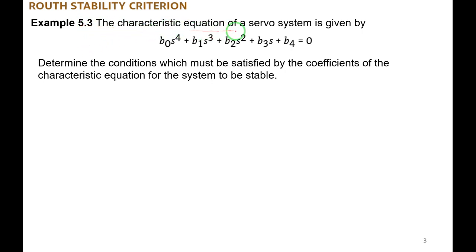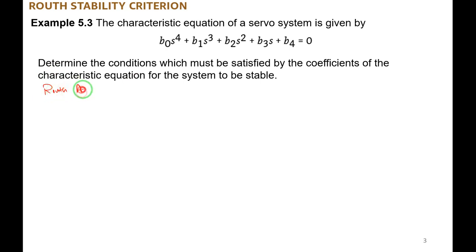The characteristic equation of a servo system is given by b naught s power 4 plus b1 s cube plus b2 s square plus b3 s plus b4 equal to 0. Determine the conditions which must be satisfied by the coefficients of the characteristic equation for the system to be stable. We will see what conditions the coefficients must satisfy. So first we'll form the Routh array or Routh table.